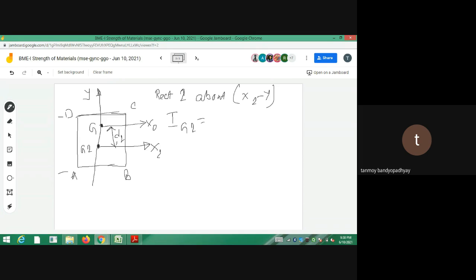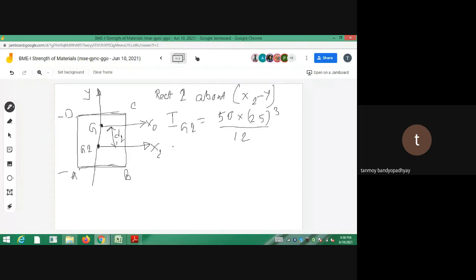What is the base of the rectangle? The base is given, I think, as 50. So 50 into depth cube. The depth of the rectangle is 25, so 25 cube. So bd cube divided by 12. You calculate these values. I'm not writing those; I will write the final one.